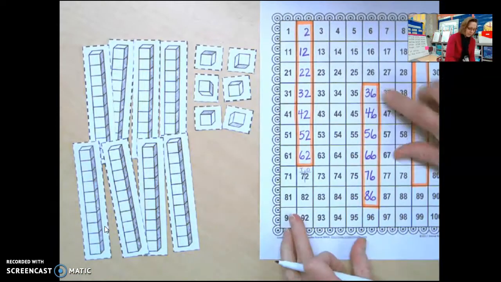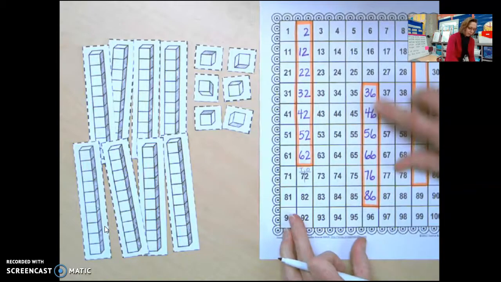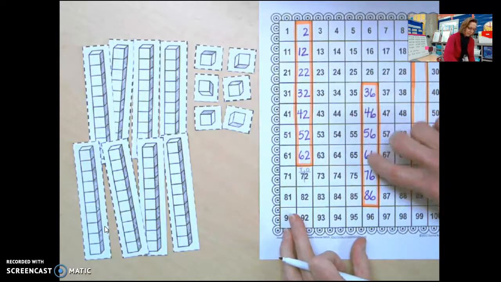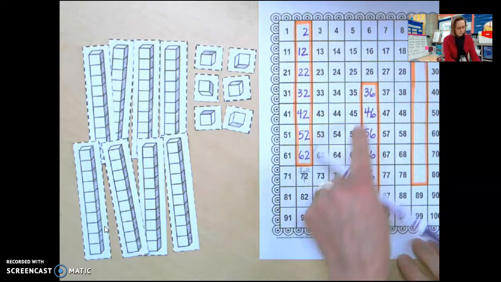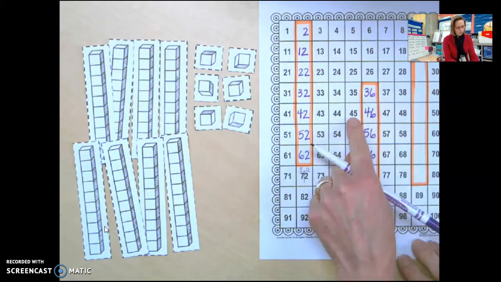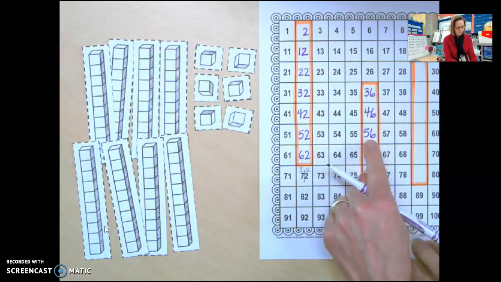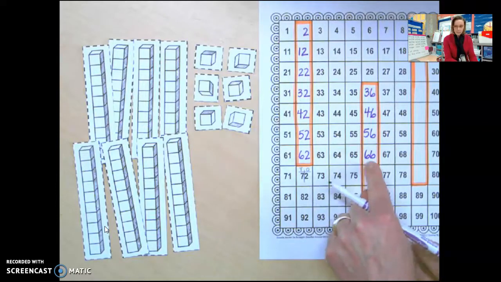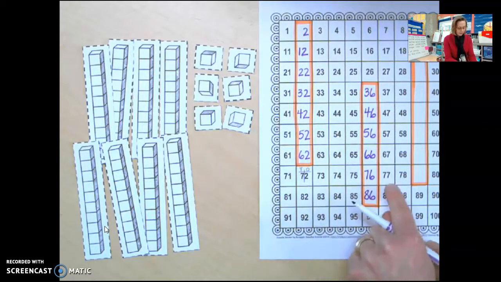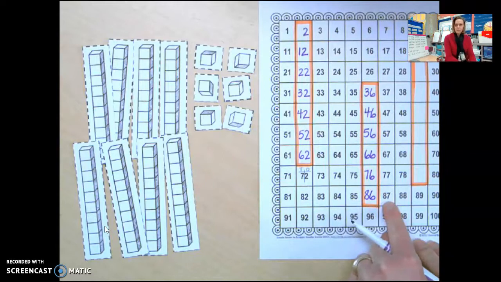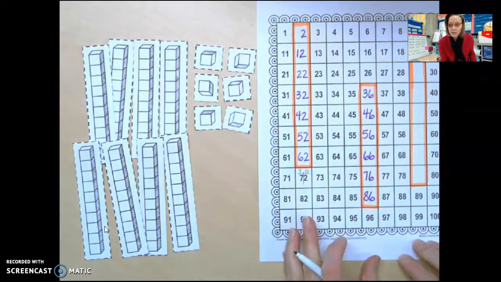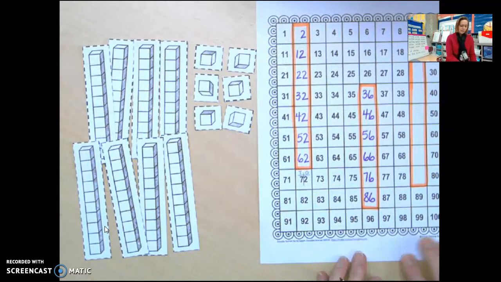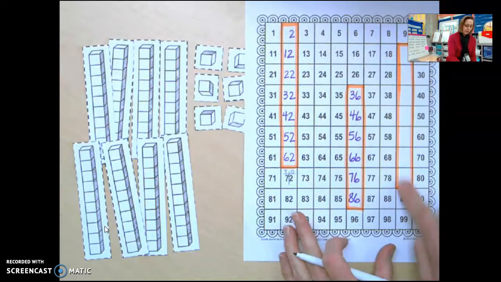86. So you notice the sixes didn't change at all. 30, 40, 50, 60, 70, 80. 35, 36, 37, 45, 46, 47, 55, 56, 57, 65, 66, 67, 75, 76, 77, 85, 86, 87. It looks like they all work. Good job, you guys. All right, next one, we're going to do this one over here.